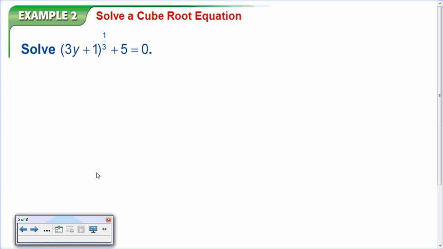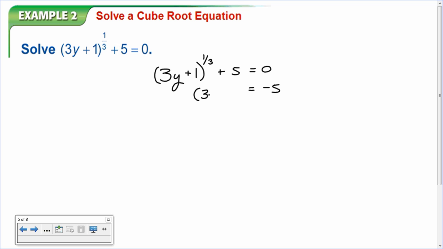Alright, let's take a look at something other than just a square root. This is a third root. So remember, I need to isolate the radical, or the thing that's being taken to the third root. I need to isolate that on one side all by itself before I do anything else. So I'm going to subtract 5 from both sides. That will result in 3y plus 1 to the 1/3 power. Next, I'm going to take both sides to the third power to eliminate this 1/3 power.